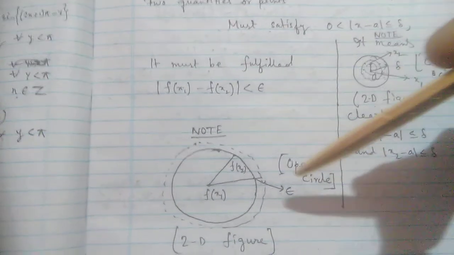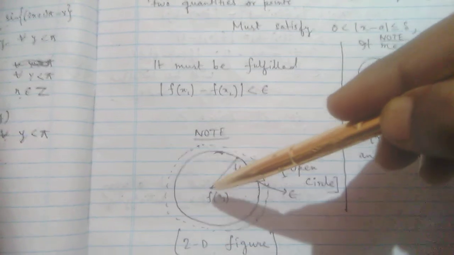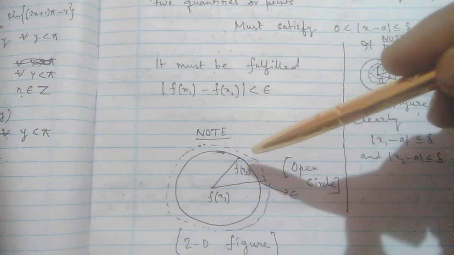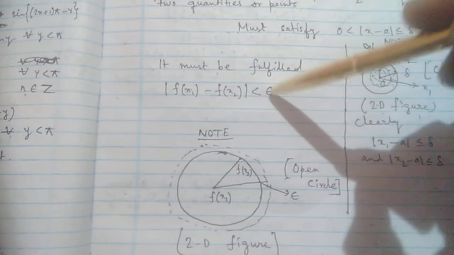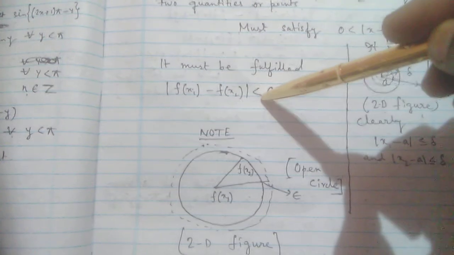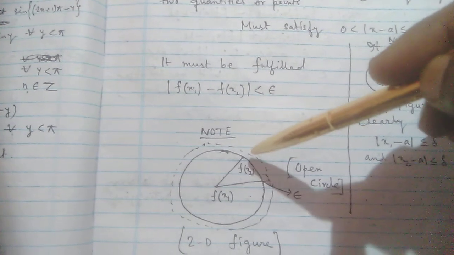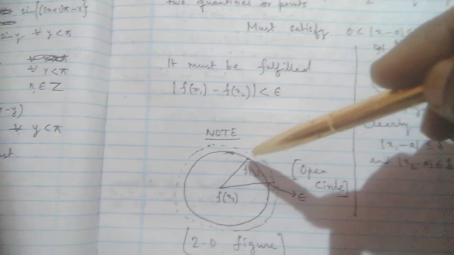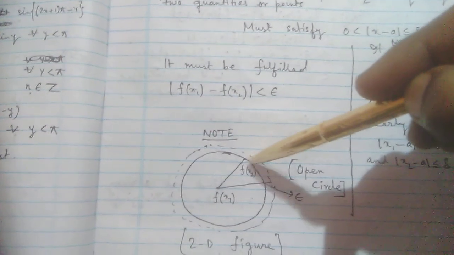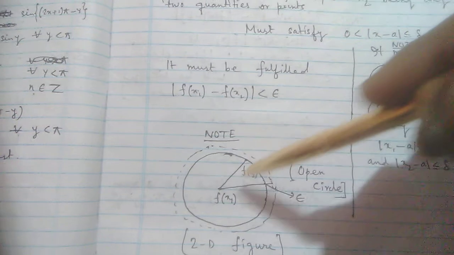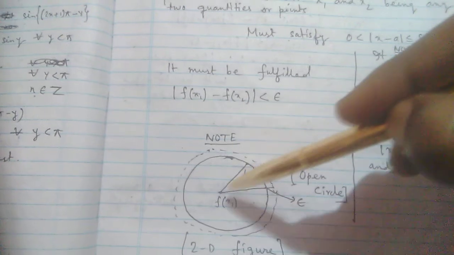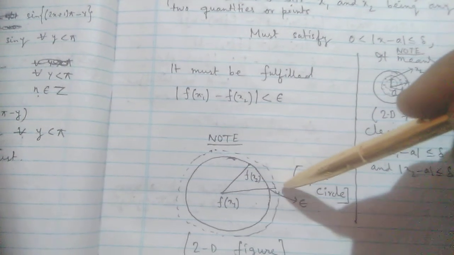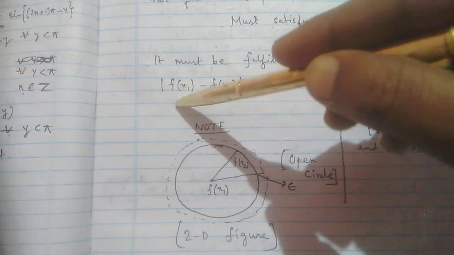Note how you can understand this. Draw a circle where f(x1) is at the center and f(x2) is at another point in the interior of the circle, where epsilon is the radius. Less than means an open circle. So f(x2) must belong not to the boundary but to the interior of the circle. So the subtraction between the values of f(x1) and f(x2) must be less than epsilon. So this is its meaning.